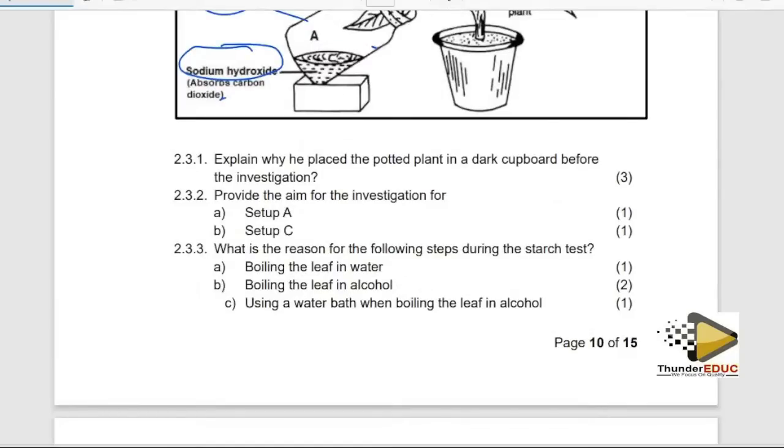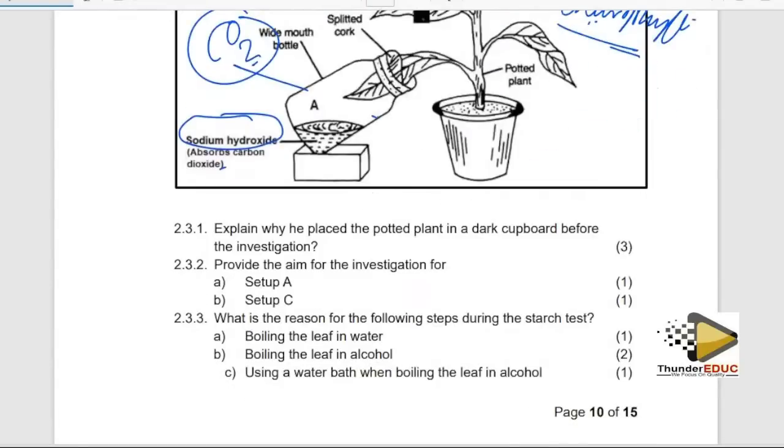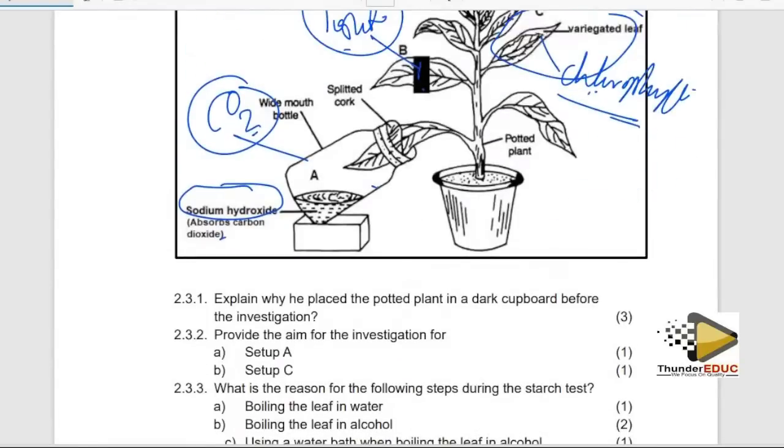Explain why the potted plant was placed in the dark before the investigation. Basically, we do that so that we can do the comparison. Basically, it's done to destarch, to remove the starch. And then it means that whatever is going to happen afterwards is going to be as a result of the photosynthesis which is happening, not the one which is stored.